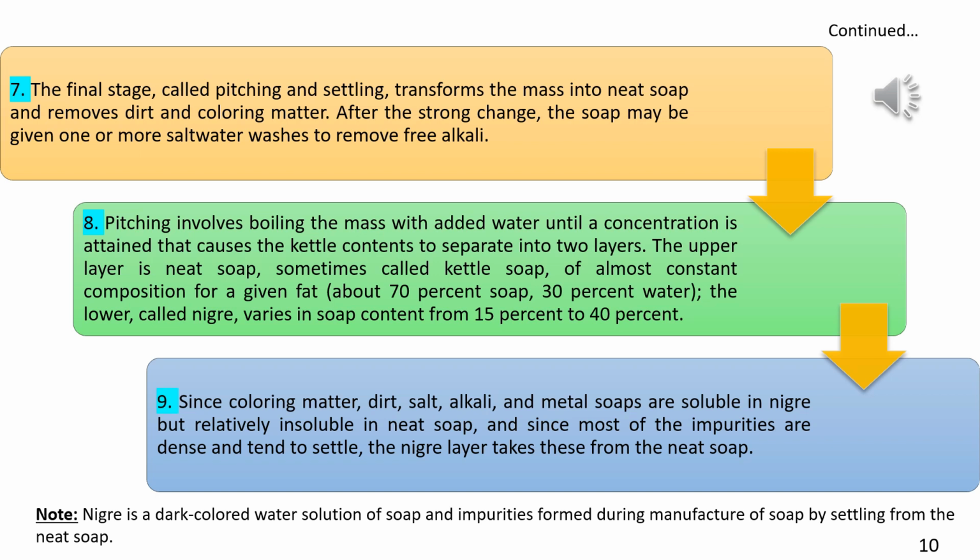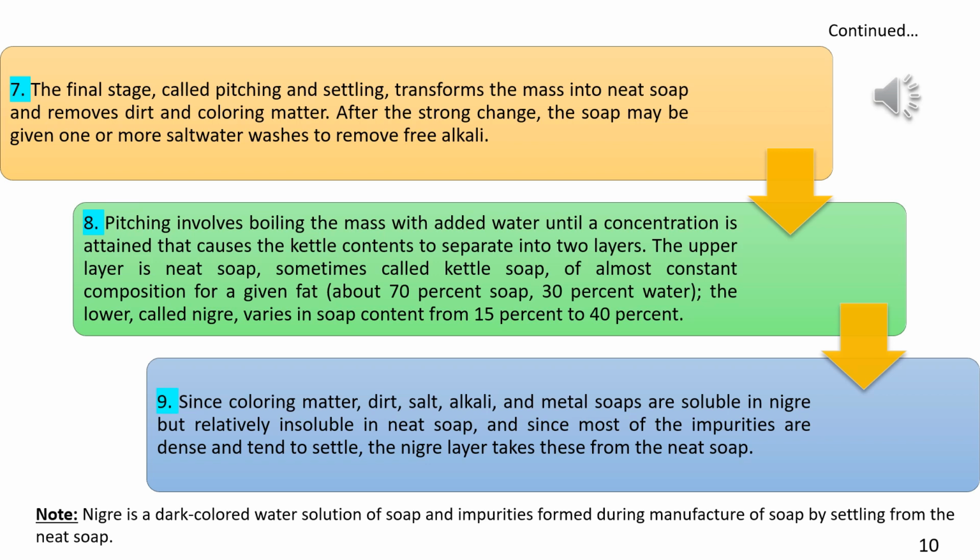Number 8. Pitching involves boiling the mass with added water until a concentration is obtained that causes the kettle contents to separate into two layers. The upper layer is neat soap, sometimes called kettle soap, of almost constant composition for a given fat, about 70% soap and 30% water. The lower layer, called nigre, varies in soap content from 15% to 40%.